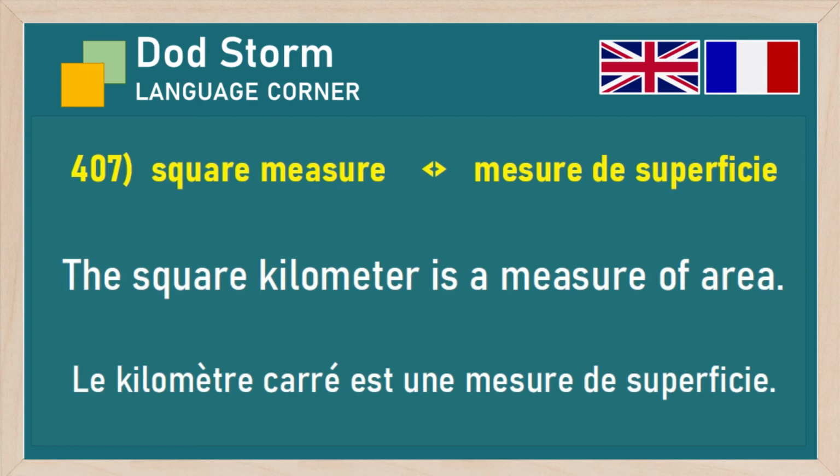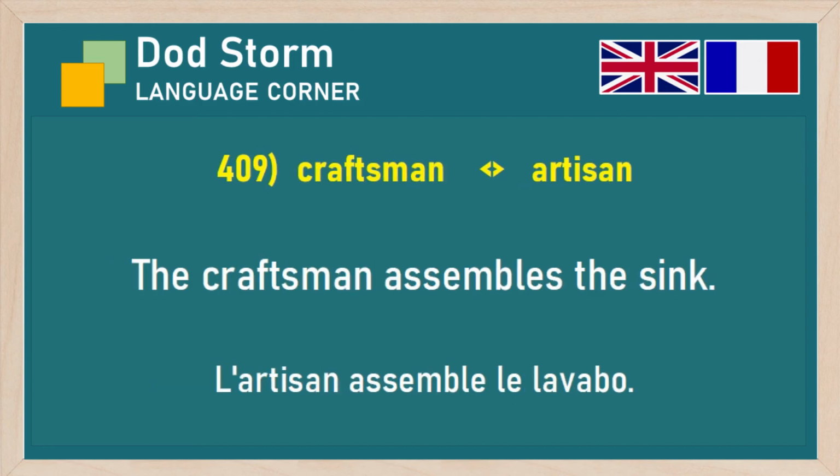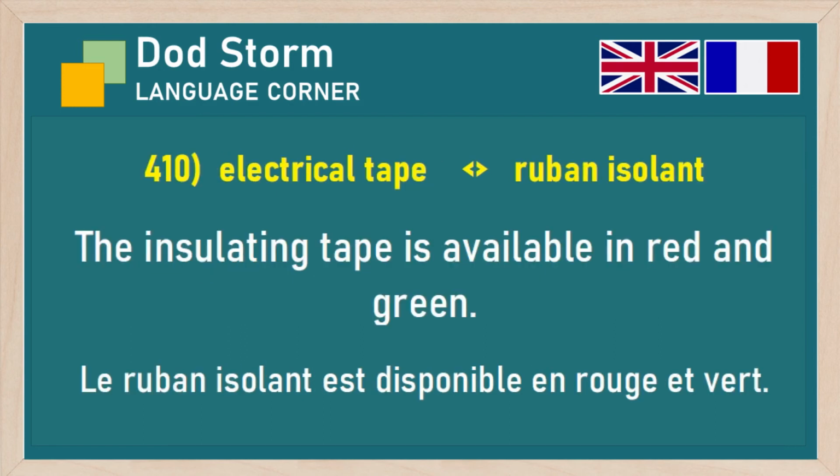The square kilometer is a measure of area. The liquid flows through the channel. The craftsman assembles the sink. The insulating tape is available in red and green.